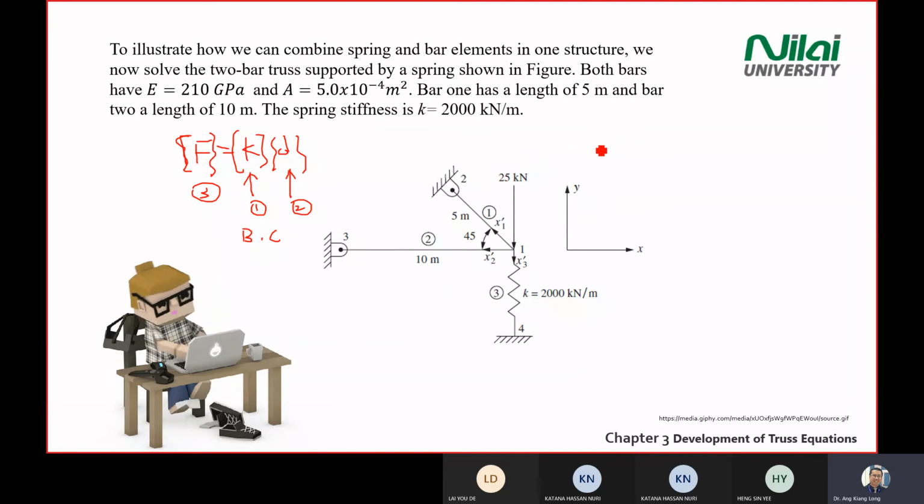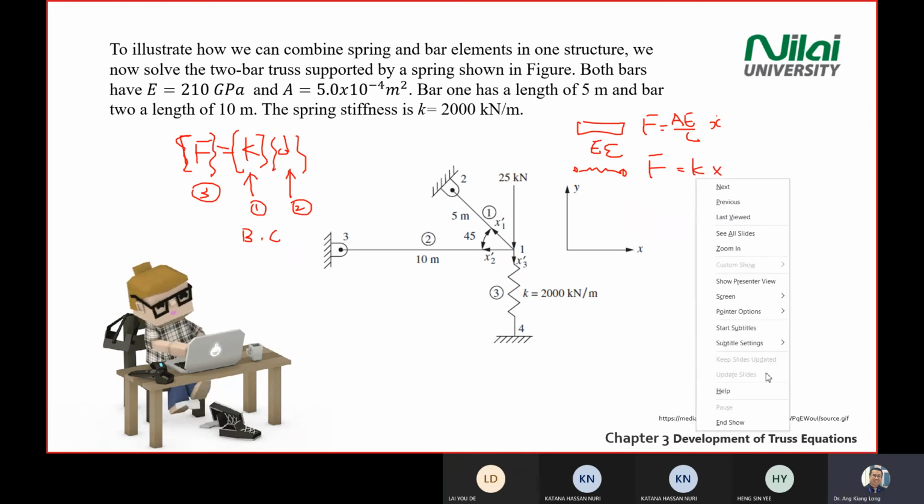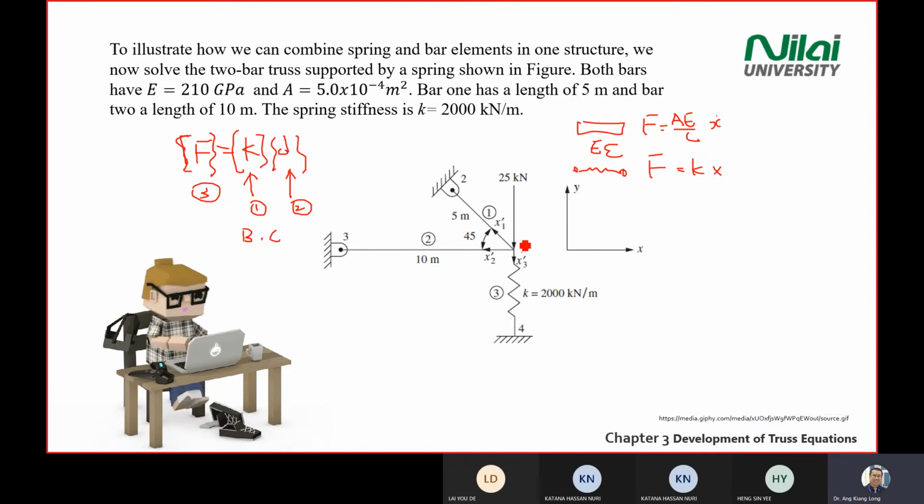Okay. Then for bar, because bar has modulus Young and strain, mechanical property, your force equals AE divided by L times your displacement. And then for spring, quite direct. For spring, you use Hooke's law, F equal to Kx, right? Okay, before we move on, the angle is 45 here.